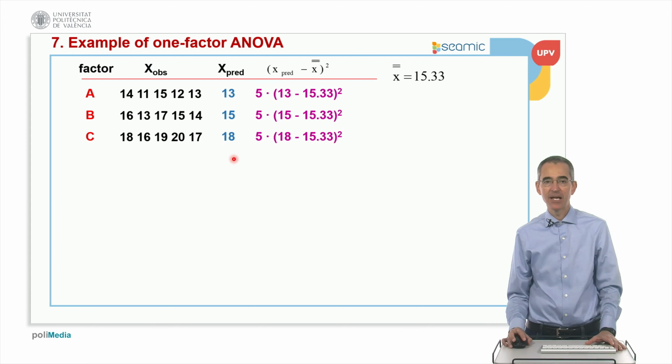And then we apply the formula: value predicted minus the grand mean, squared. We have to sum over the 15 values, and this is why I multiplied by 5. For these 5 values, it is value predicted minus grand mean squared, so I multiply by 5. Good. So we sum, and this is the sum of squares of the factor, the formula that I explained in the previous video.